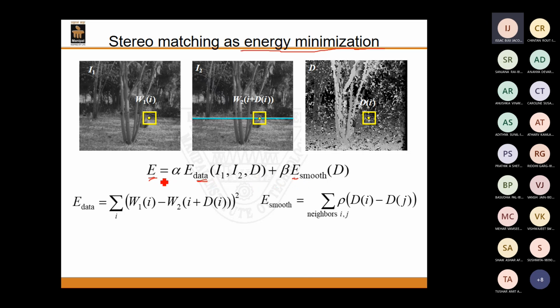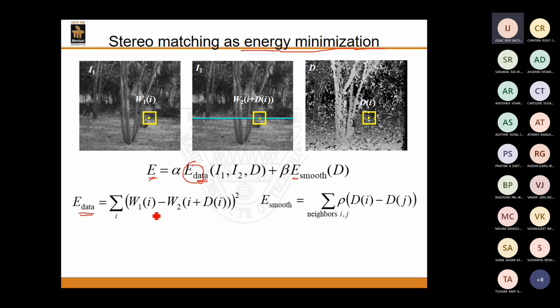That means I can write a formula which says that capital E, which is basically the error function that needs to be minimized in order to achieve smoothness, is equal to alpha, some constant, times E data(I1, I2, D). This E data is basically looking at the similarity between the two windows, plus beta, some coefficient that is used to control the smoothness, times E smooth(D), the smoothness error function. The equation for E data is given over here.